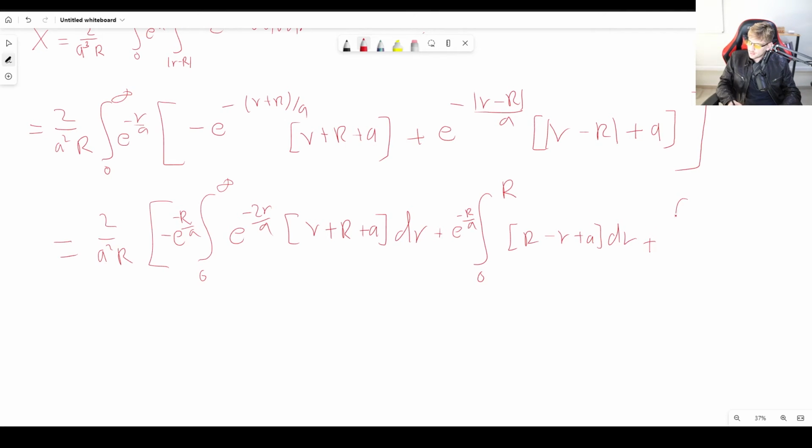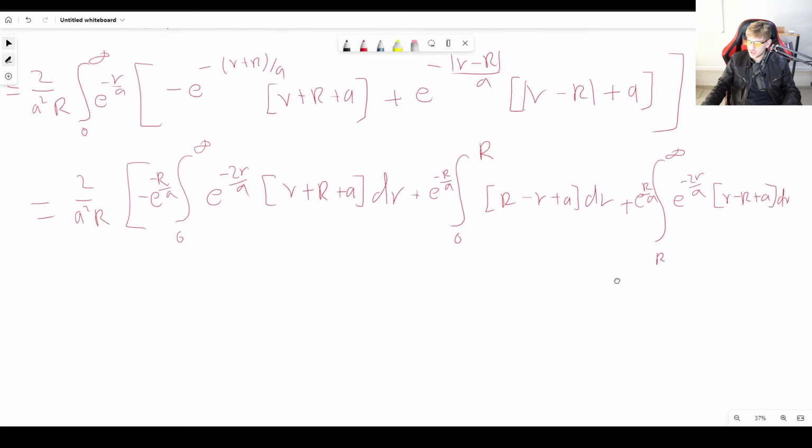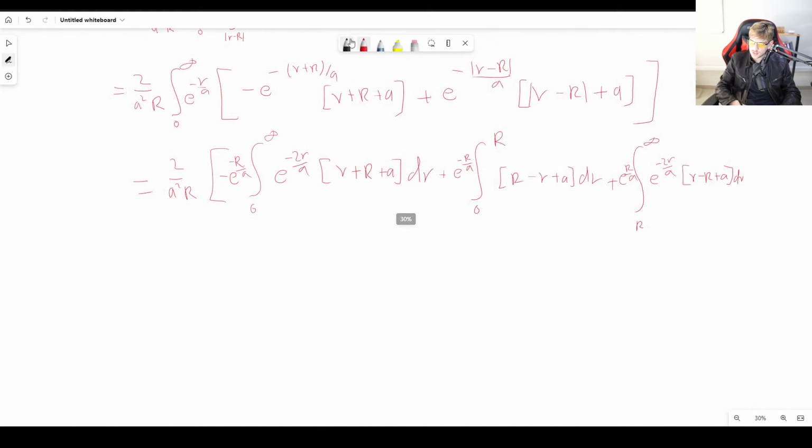And finally, we have the integral from big R to infinity. So now this is positive, no need to put a minus sign in front. So we get a positive e to the big R over a outside. Inside, we get e to the minus 2r over a and r minus big R plus a dr. So now we have to solve each one of these three integrals. So as before, let's just call this I1, I2, and I3. So let's go.